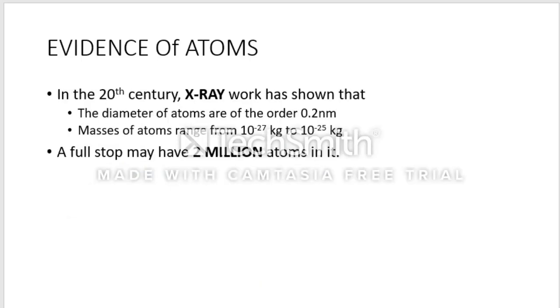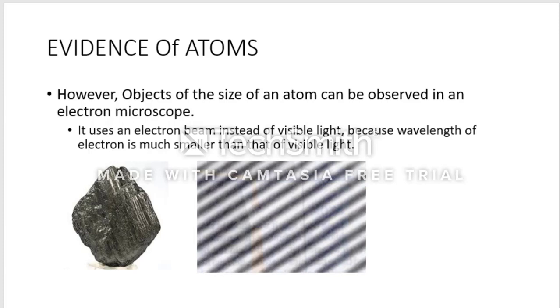But the mass of the atom is 10 raised to power minus 27 to 10 raised to power minus 25, and its diameter is 0.2 nanometer, which is very small. So it can only be seen by using the electron microscope, because it uses an electron beam instead of visible light. It's the nearest possibility, not exactly seeing the atom.